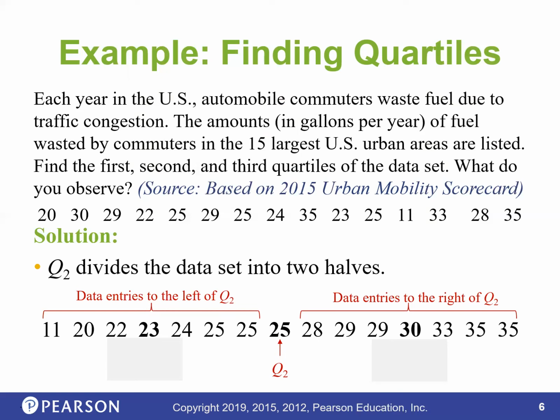Pretty easy because it's bold already. 23, and then we say that is Q1. That's cool. Then we jump to the other side of 25 and we look at those 7 entries there and we get the middle of this one, and wow, it's 30. We're going to label that as Q3.